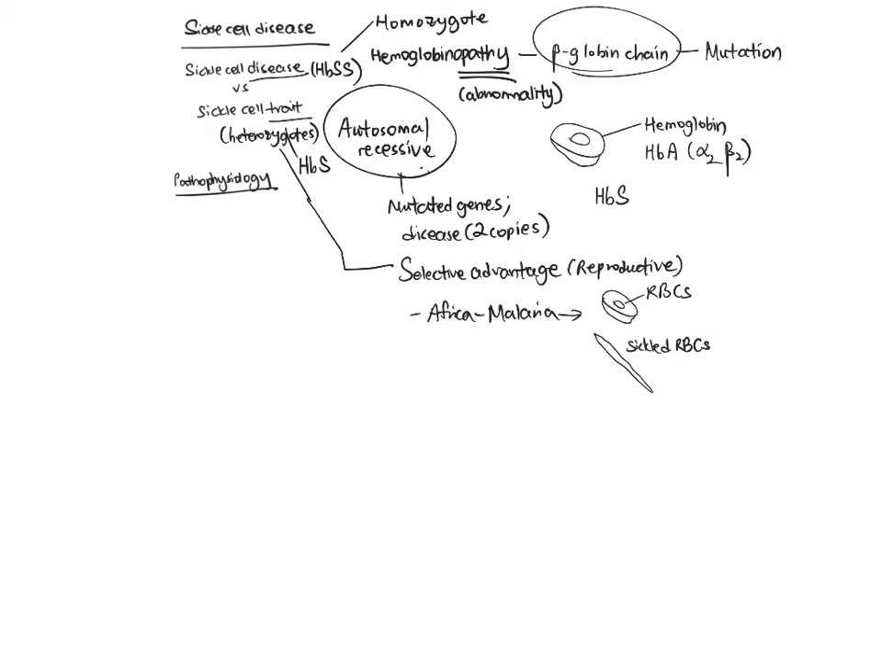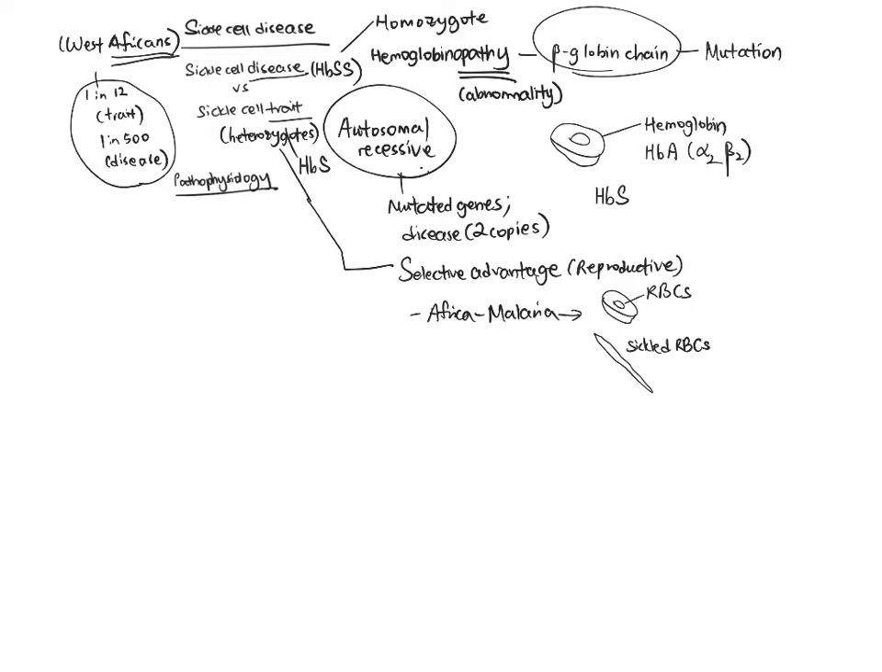So I'll just talk about which groups are more prevalent. The West Africans tend to have this gene, and 1 in 12 African Americans carry the trait, and about 1 in 500 carry the disease. So in any questions, if you see African Americans or African patients, do suspect sickle cell disease or sickle cell anemia.